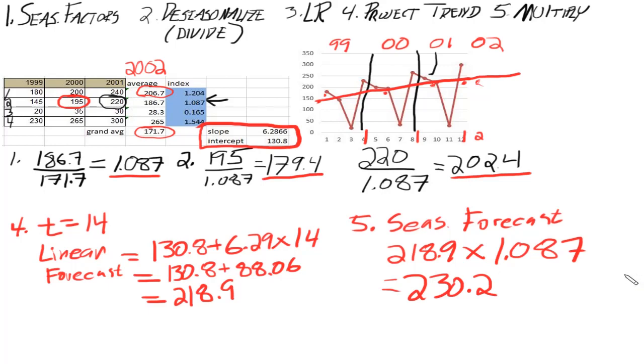We would need to do this for every quarter, using the seasonal index for each particular quarter. And that's just how it works. So hopefully that helps.